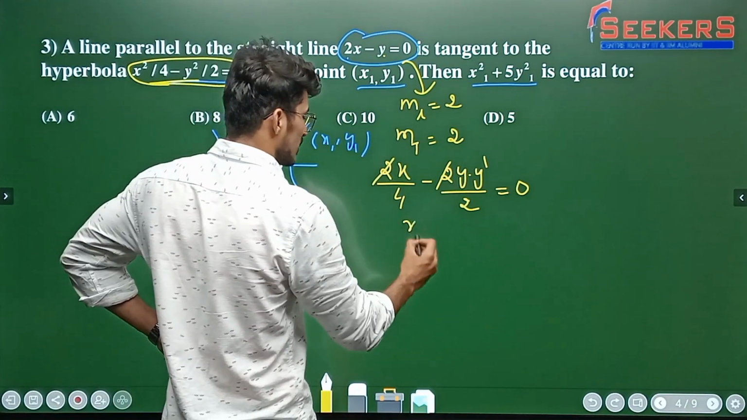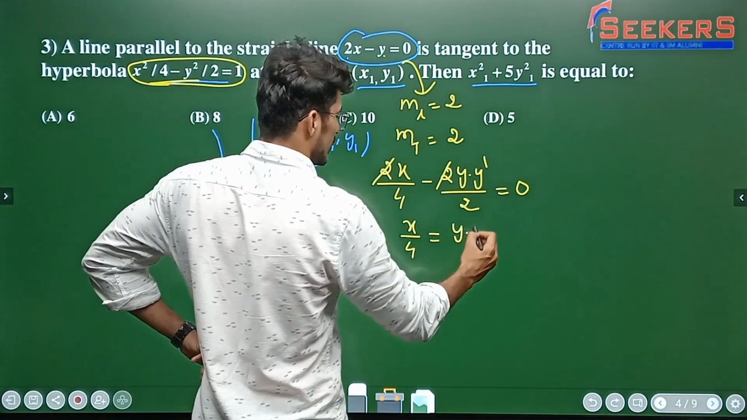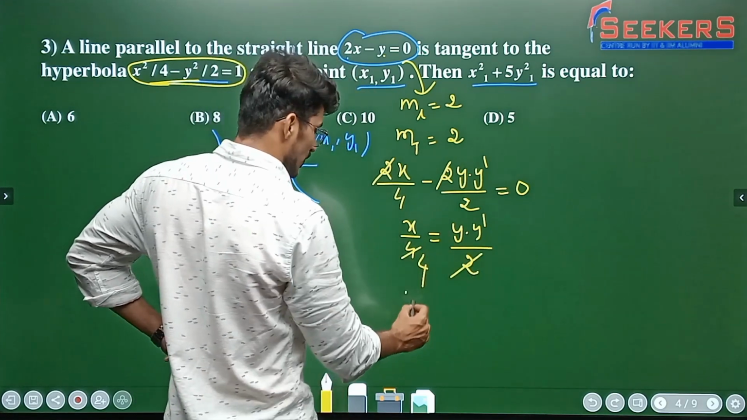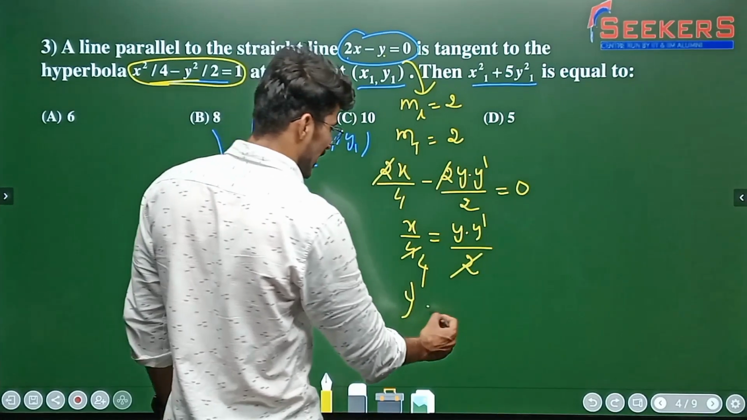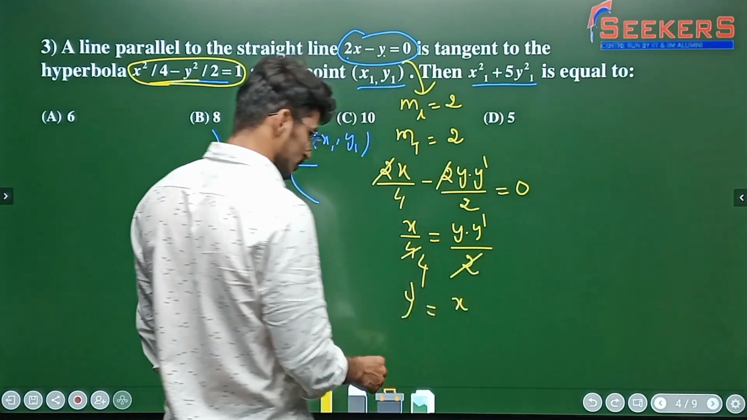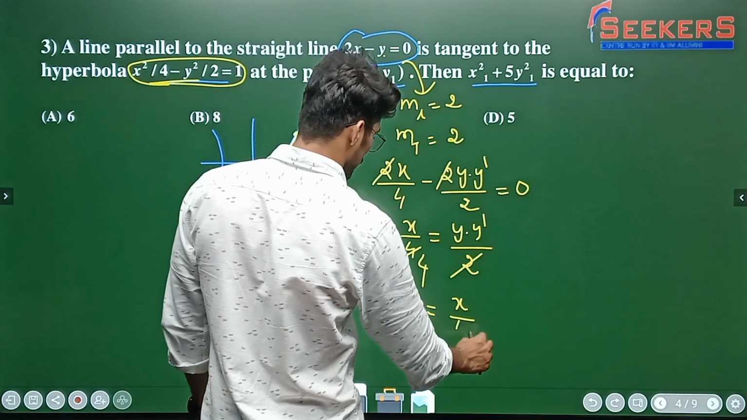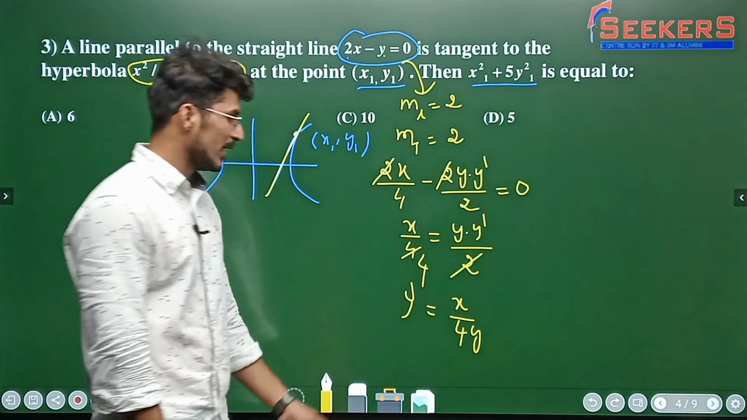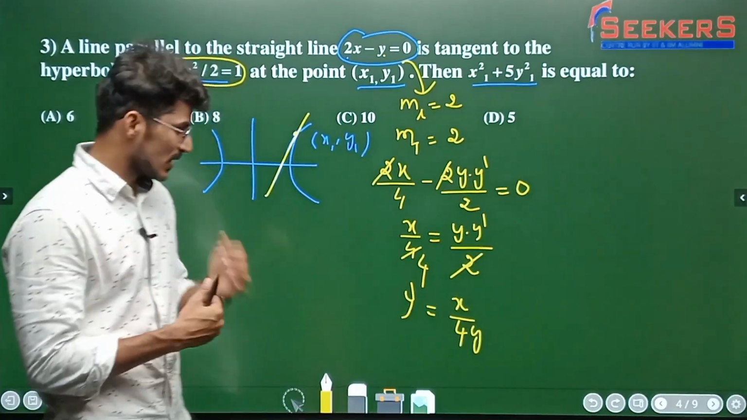So now what can I do now? Tell me here. So x by 4 is equal to y into y dash divided by 2. So 2 ones, 2 fours. Now I need y dash here. Y dash is what? Dy by dx in fact. So y dash is what? Tell me here. So y dash is what? X by 4y, right? X by 4y, correct? So y dash is equal to x by 4y.